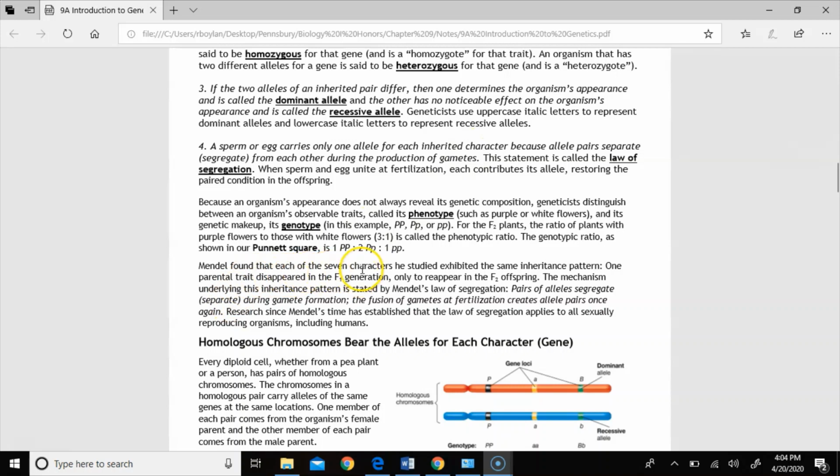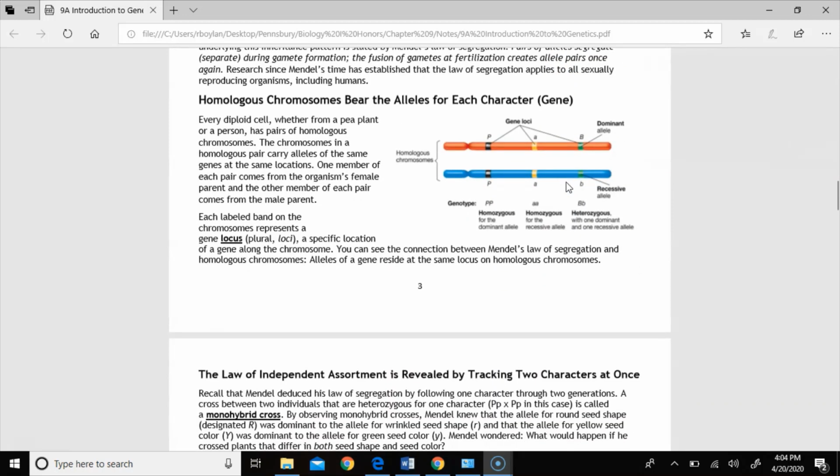Mendel found that each of the 7 characters that he studied exhibited the same inheritance pattern. In other words, the dominant and the recessive were mated. That's a hybridization. The recessive always disappeared in the F1, and then it showed up again in the F2. And that's what led him to understand segregation, basically. And this applies to all sexually reproducing organisms, including us. So this should be a review from last chapter as well.